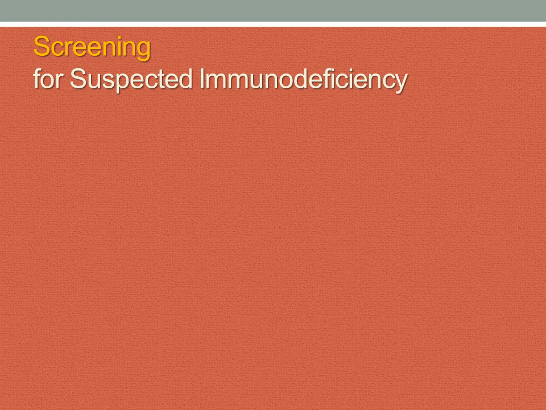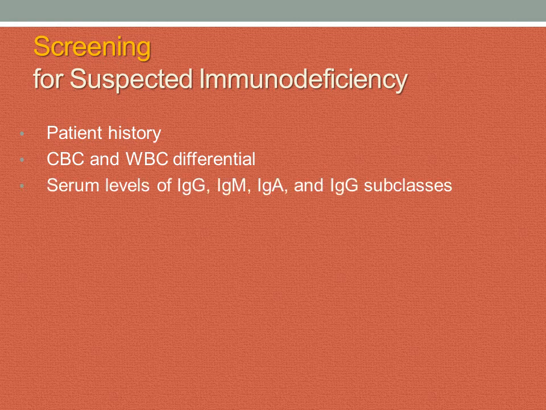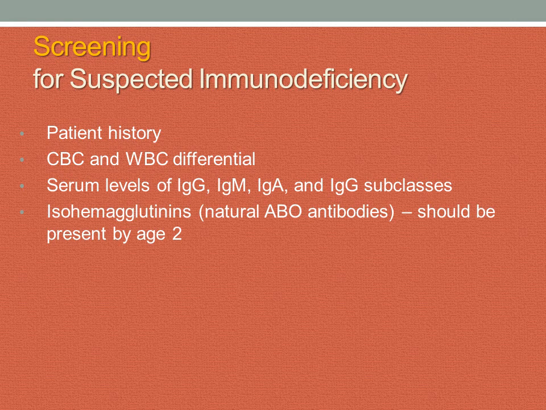Screening for a suspected immunodeficiency really begins with the patient history. Typically these patients are going to present with an abnormal level of infections that makes people start wondering, is the immune system competent? Of course a CBC and a white cell diff may have some value in terms of the number of lymphs present. Measuring serum IgG, IgM, IgA, and also the subclass levels can be beneficial. We can look for those ABO antibodies, which should be present in all normal individuals by the age of 2.